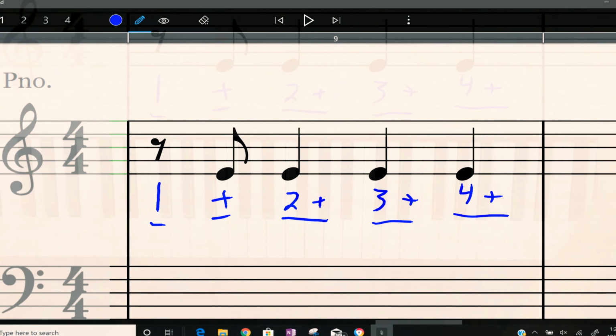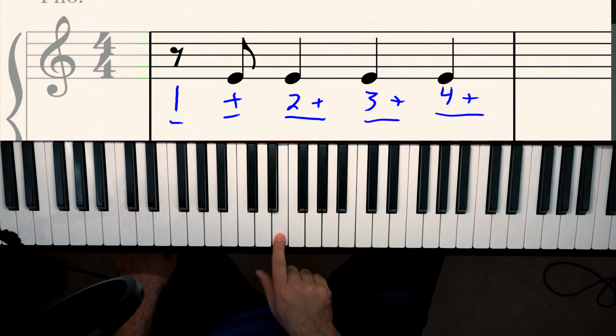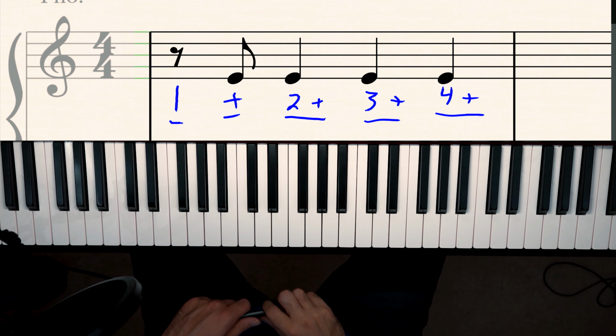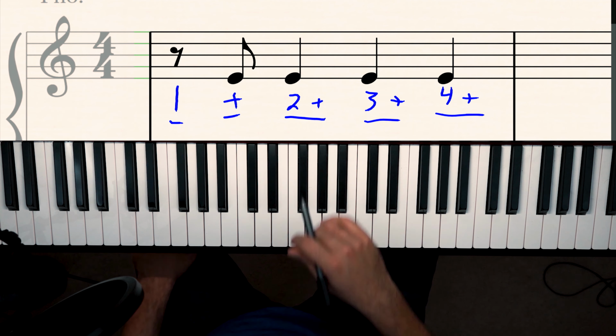So here we go. This is how you're going to count this nice and slow. So you're going to go 1 and 2 and 3 and 4 and 1 and 2 and 3 and 4 and 1 and 2 and 3 and 4 and, just to give you some feel for how that's going to go. All right, on to the next one.